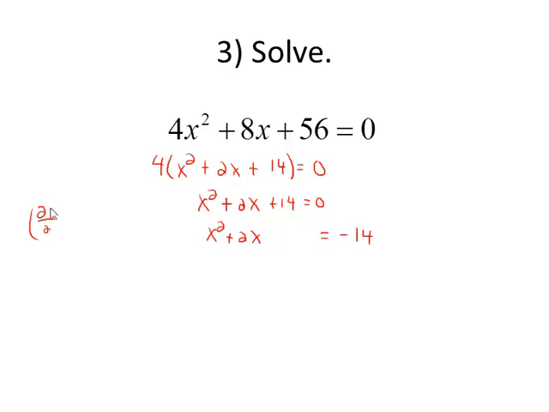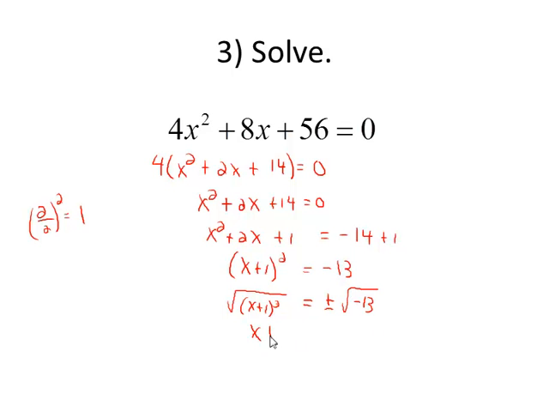add half of the linear coefficient to both sides. That's 1 squared, or 1. So I get x plus 1 squared equals negative 13. I take the square root of both sides, plus or minus on the right, and I have x plus 1 equals plus or minus i root 13. Subtract the 1, x equals negative 1 plus or minus i root 13. So in solution set notation, negative 1 minus i root 13, negative 1 plus i root 13.